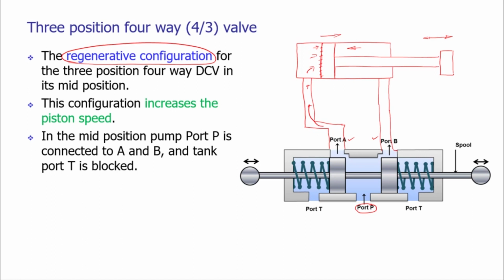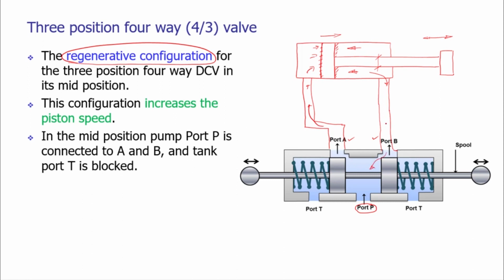The pressurized fluid is also there on the other side, but the area of application is less due to some area having been consumed by the rod cross-sectional area. So the application area is less. Due to the less application area, we are getting the pressurized fluid back from this portion to the port P itself.